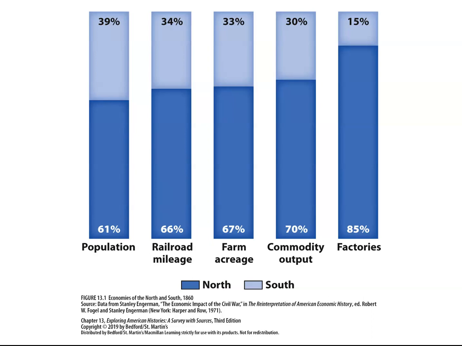We're primarily growing cotton. We're not really growing food in our crops. So farm acreage, yes, there is more farm acreage in the north, but they're also utilizing that farm acreage to actually grow food. Commodity output, 70% compared to 30% in the South. And then, of course, all the factories, because what we're reinvesting money in, we're not investing it in industry and factories, we're investing it in slaves. So more factories, 85% of the factories are located in the North as opposed to only 15% in the South.